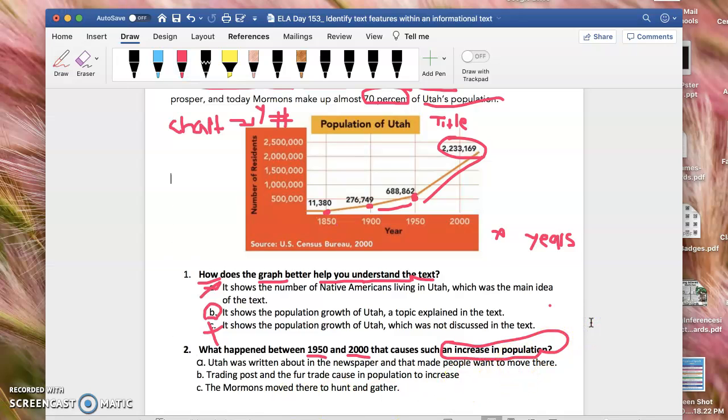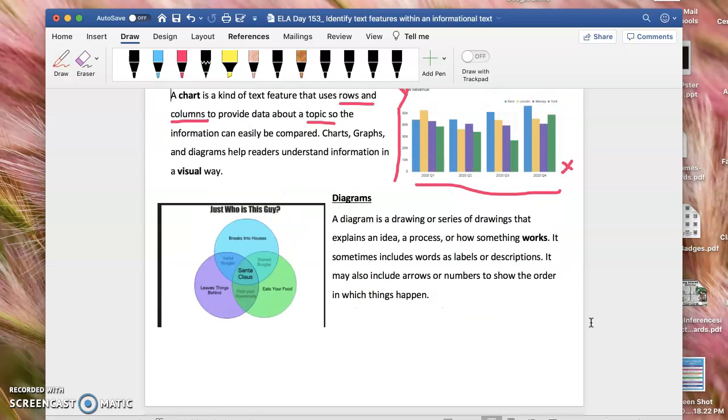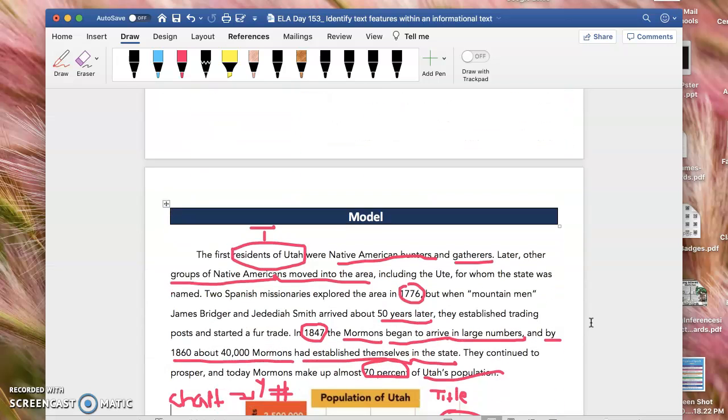It says from 1950 to 2000. Now, in the text, 1950 and 2000 is actually not mentioned, but we can make an inference as to what we think happened during those times. First of all, nowhere in the text does it talk about them putting Utah in the newspaper. Like, we can automatically eliminate A. But then it also talks about the fur trade. The fur trade was in 1776, which was a long time ago, right? It was way before 1950.